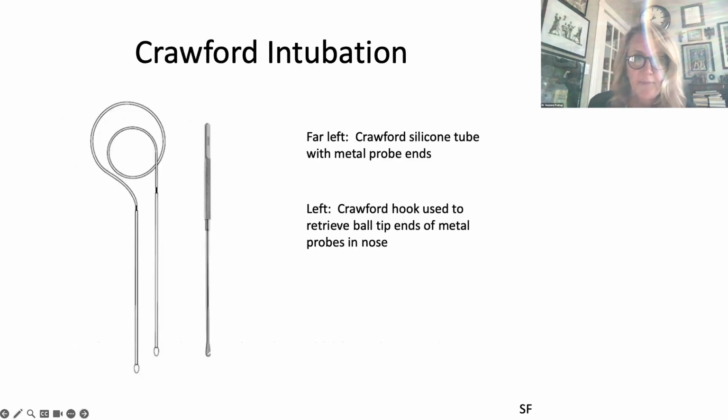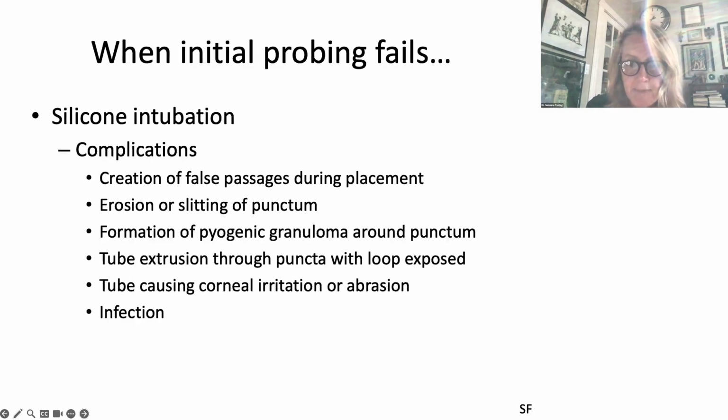Next slide. So here's an example of the Crawford tube, which is my tube of choice. It has metal probe ends with a silicone part in between, and then I use a Crawford hook to retrieve this through the inferior meatus of the nose. Next.